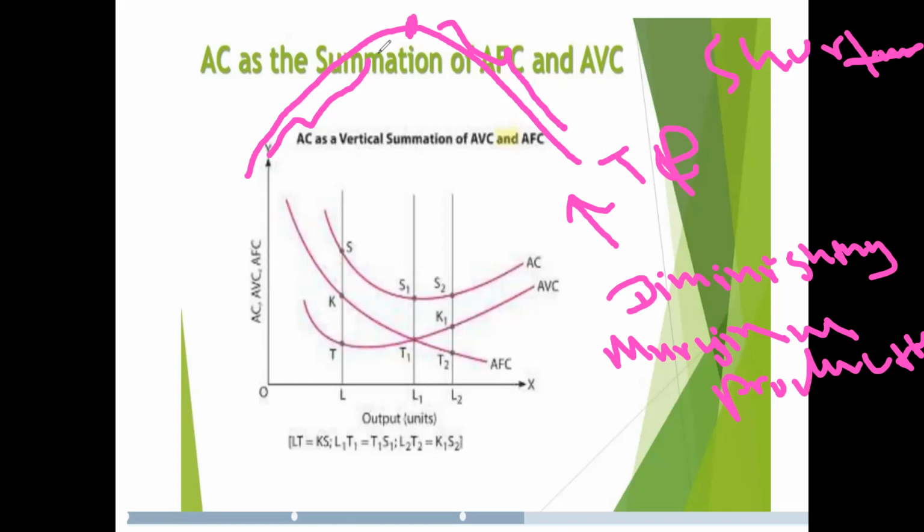Why does it decrease like this? Due to diminishing marginal productivity. If we add more and more variable inputs to given fixed inputs, the marginal productivity gradually declines. That concept we identify as diminishing marginal productivity.